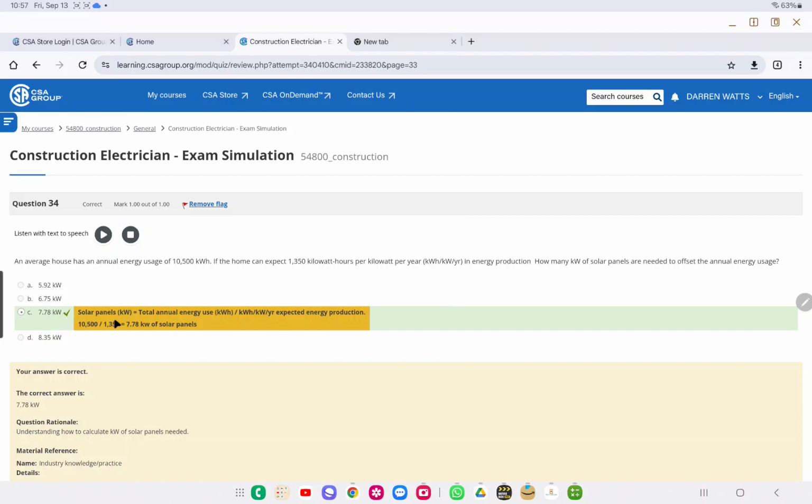7.78 kilowatts. So solar panels: total annual energy use divided by expected energy production equals 7.78 kilowatts of solar panels. That's how you get the answer.